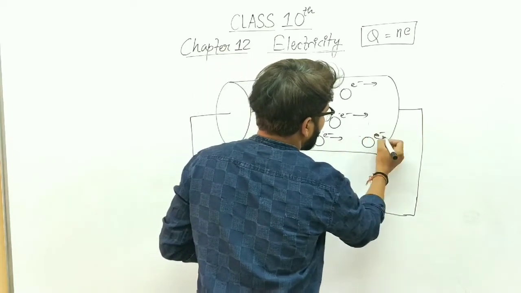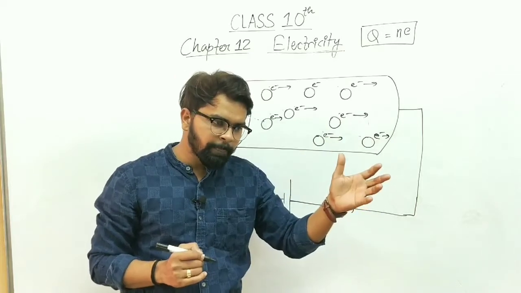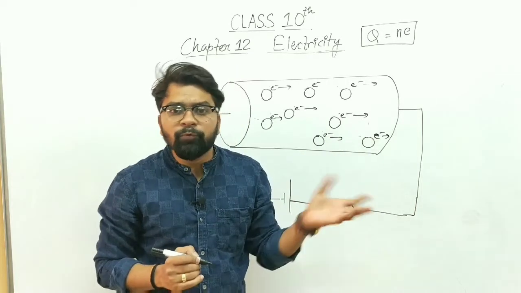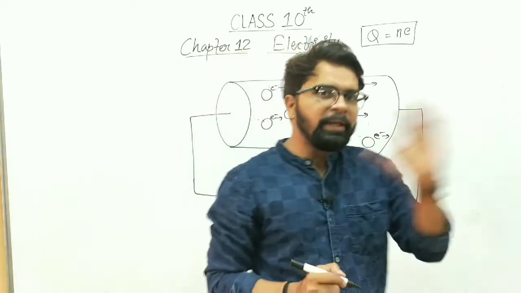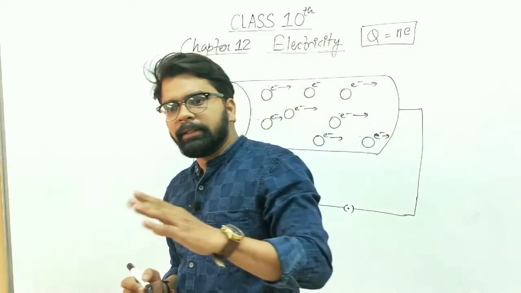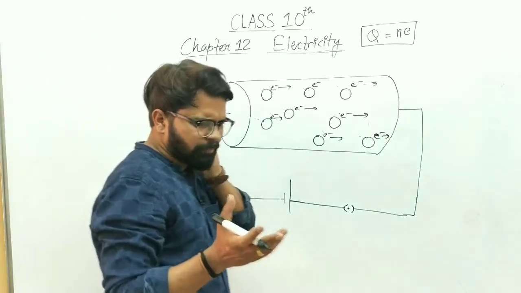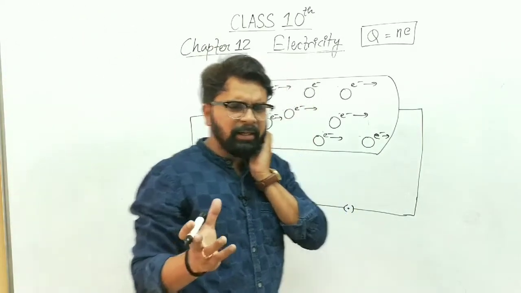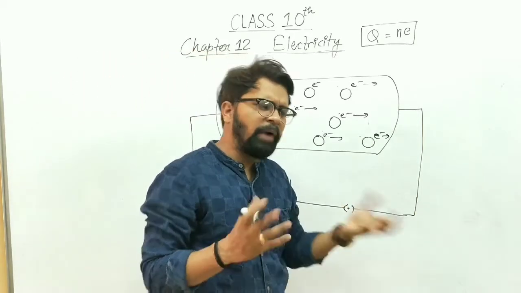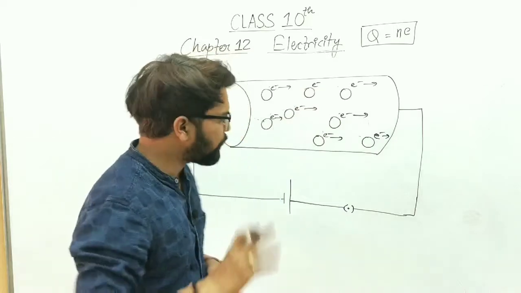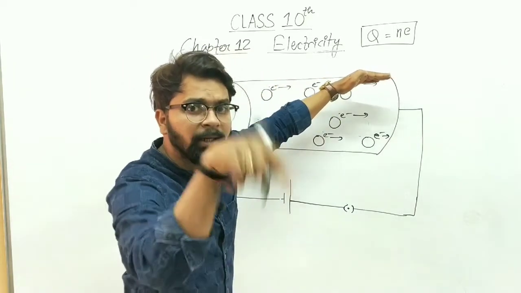Now, the direction of the electrons' movement is always opposite to the direction of the current. Again I am telling you, if the current is moving from left to right, then the electrons are moving from right to left. It is a concept, a fundamental fact, so we cannot emphasize why it happens. Just recall it: if the electrons are moving in this direction, then the electric current is moving in this direction.